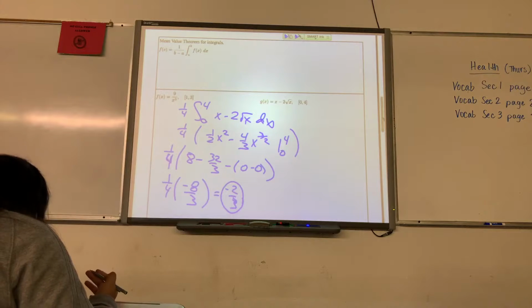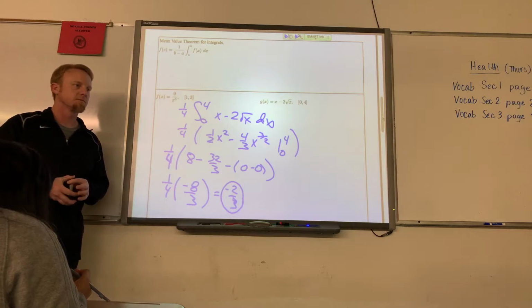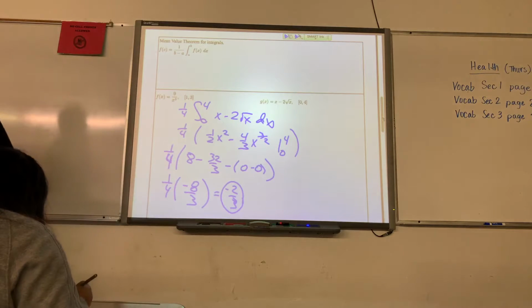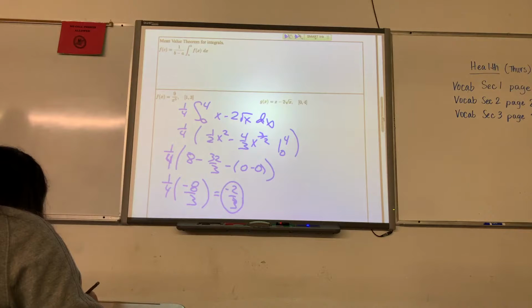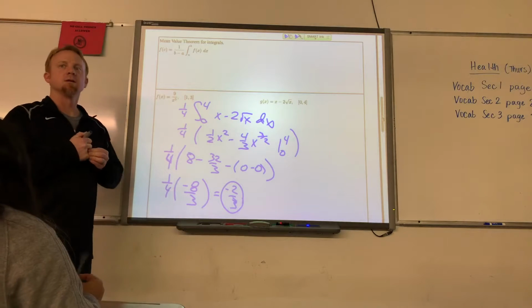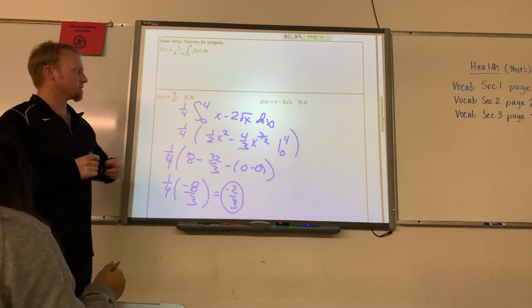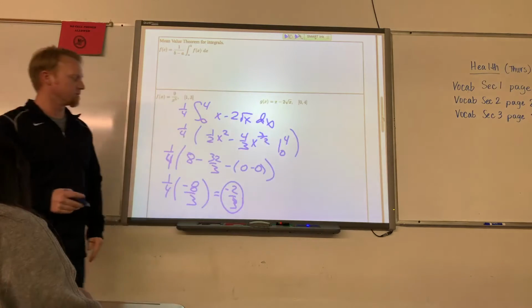Abby Davis, what does negative 2/3 represent? Average y value. Okay, and the MVT for integrals, Advait, guarantees what? It guarantees that there is a y value that matches the average y value on the interval 0 to 4. Very good.